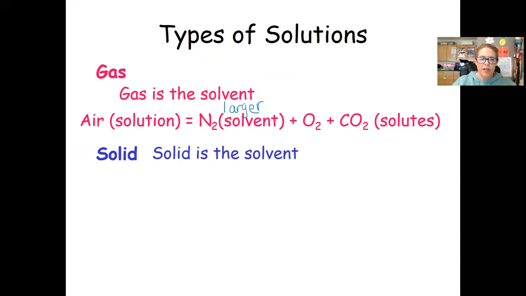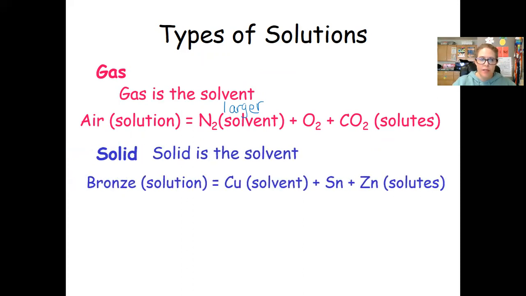And so we have solutions that are considered to be solid, where solid is the solvent. Now this example is bronze, which is an alloy. It's not a pure metal. Remember, solutions are mixtures still, where the proportions can vary. So it is not a pure substance. Bronze is composed of copper, tin, and zinc, and it's an alloy, and the proportions between these three can vary, but the larger amount is going to be the copper, so we call copper the solvent. And then tin and zinc are going to be the solutes.